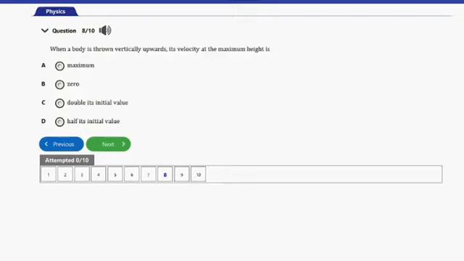So guys, the next question we have here is question number 8. It says, when a body is thrown vertically upwards, its velocity at the maximum height is. Alright, so guys, this is a very simple question for you all to know. You know that at maximum height, velocity tends to be 0. So when a body is thrown vertically upwards, at the maximum height, the velocity here will become 0. And that's it for this question. Option B is the answer to this question. So let's go ahead and consider the next question, guys.